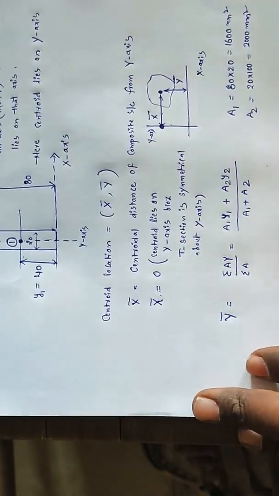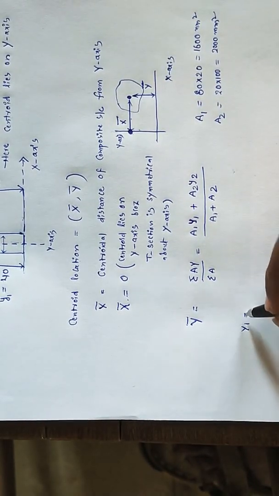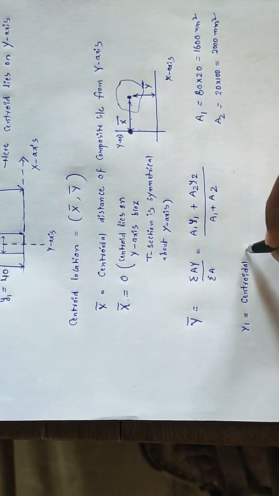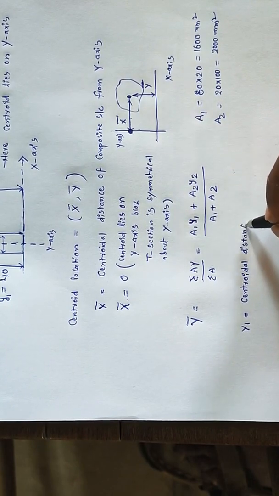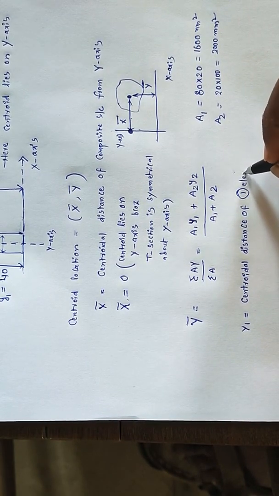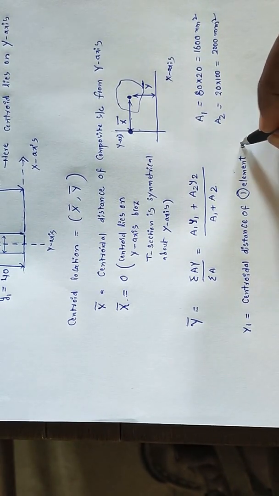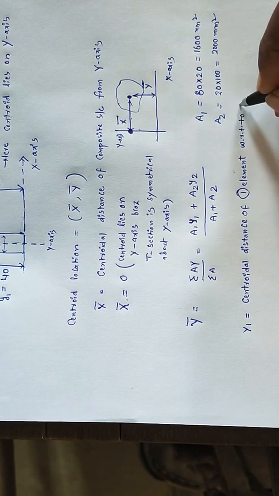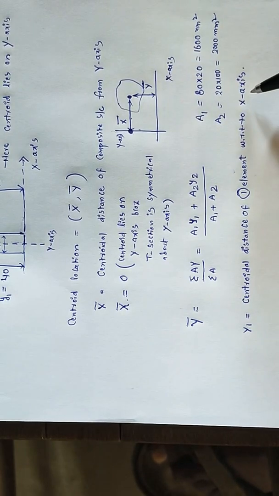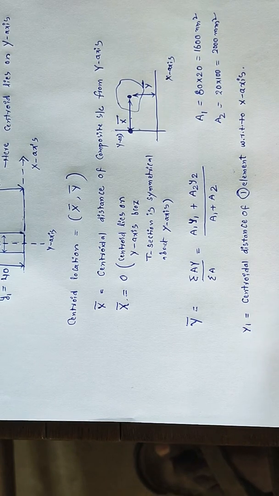So centroidal, here I am writing y1 equal to centroidal distance of the first element, the rectangular element. Centroidal distance of the element with respect to the x-axis. So you have to measure from the x-axis. If you measure distance from the x-axis, then we are giving y1, y2, y3 like this.